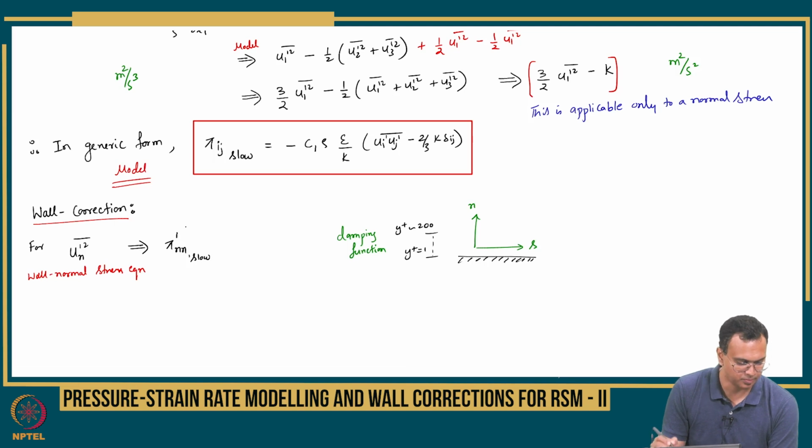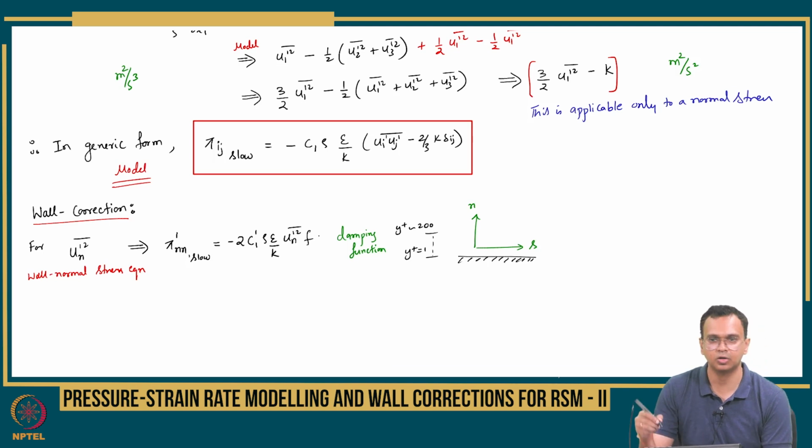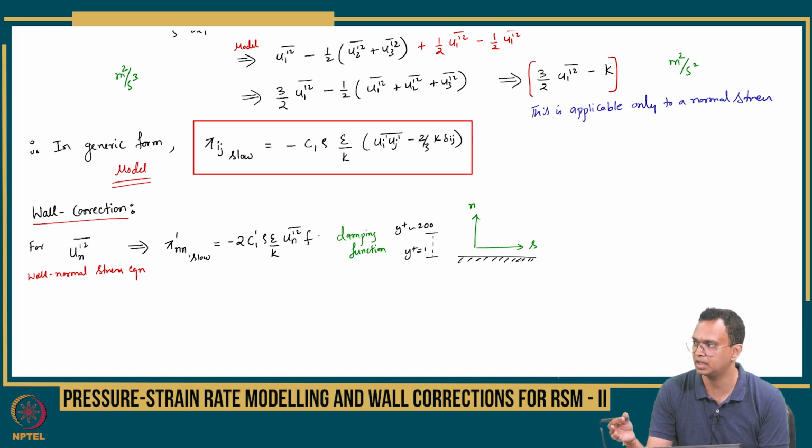So I would call this prime here because it is a wall correction. So pi prime nn for the slow, this is minus 2 C1 prime rho epsilon by k un prime square f, simply modeled on the Reynolds stresses, because the slow terms are always depending on correlation of fluctuating quantities, not on the mean strain. So essentially what it is doing is taking away two parts in the wall normal. If you recall the two component limit, the wall normal you will have damping. I mean it damps faster than the wall parallel components, right, because of the pressure damping and viscous damping. So here for pi nn prime, the wall correction is taking two parts away and this will be given one part each to the other. It is as simple as that, right.